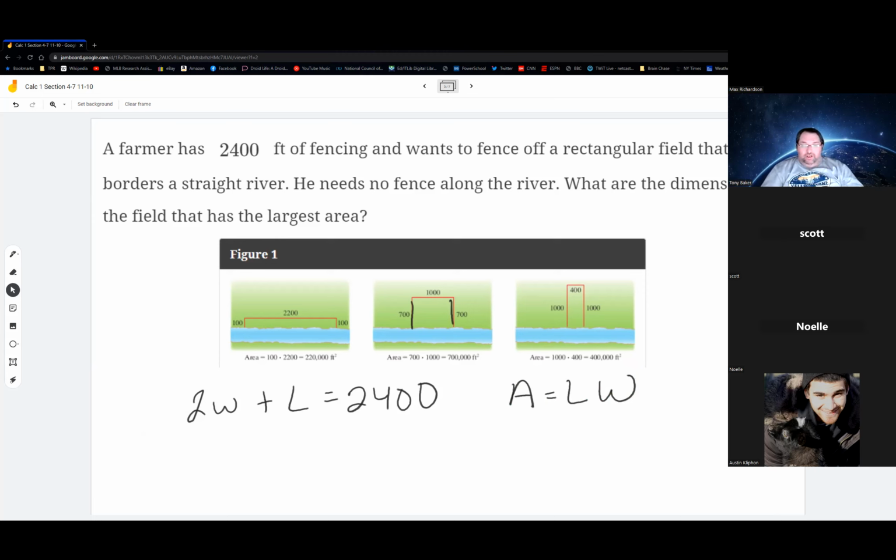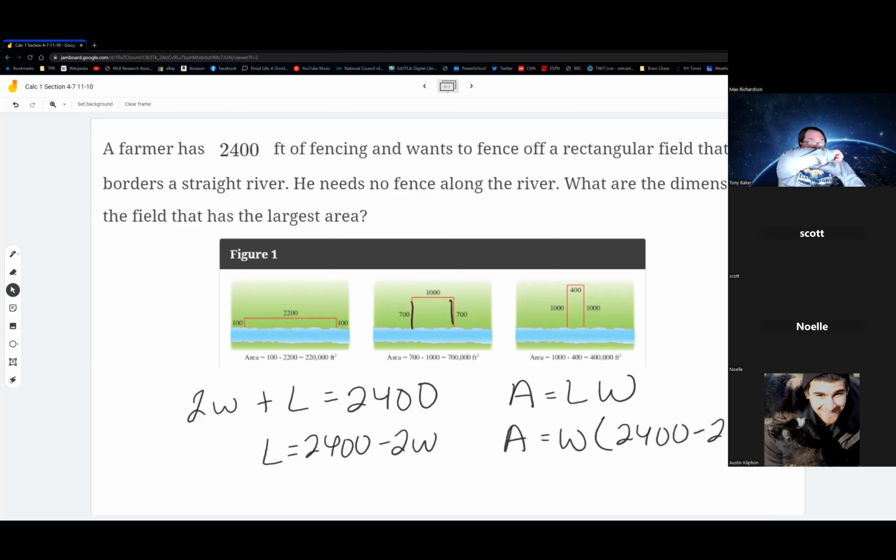So notice I'm not using X's and Y's. The book actually does use X's and Y's for this one. I'm using L's and W's for length and width. So now that we've got our two equations, we need to get it to one. So we're going to solve this one for L because that's the easiest one to solve. It doesn't make a difference. You could have solved it for W and done it that way. It's just easier to solve for L. So now my area is W times (2,400 minus 2W). So that's my equation.